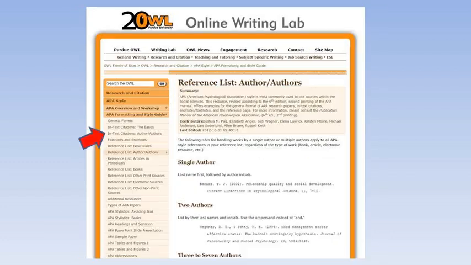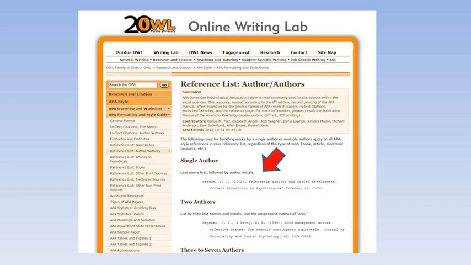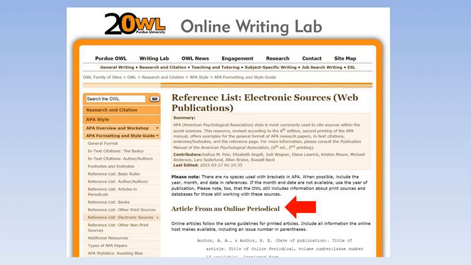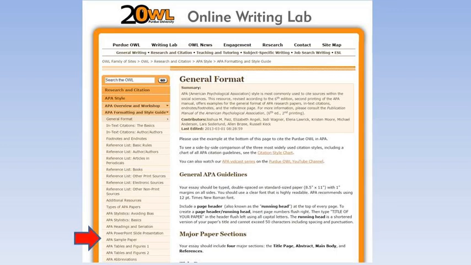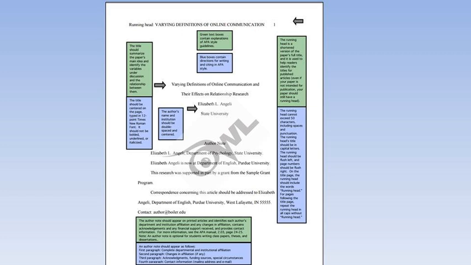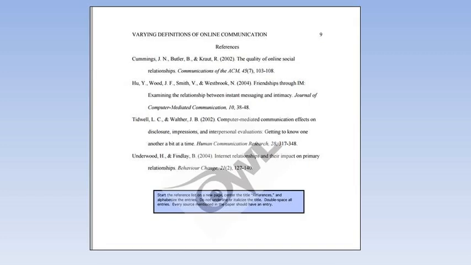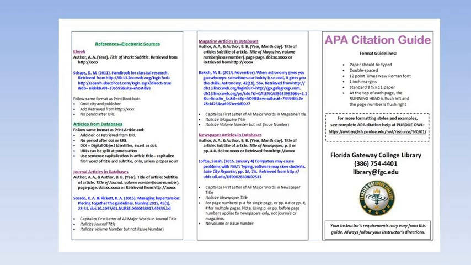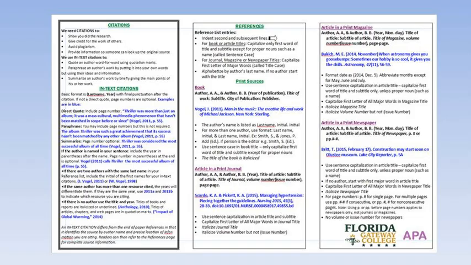This section on the left shows the many different parts of the APA citation, formatting, and style guide. It covers what we've talked about today and much more. There's also a sample paper that gives tips on writing and formatting your paper and a sample reference page. We also have a brochure on APA citations available in the FGC library.